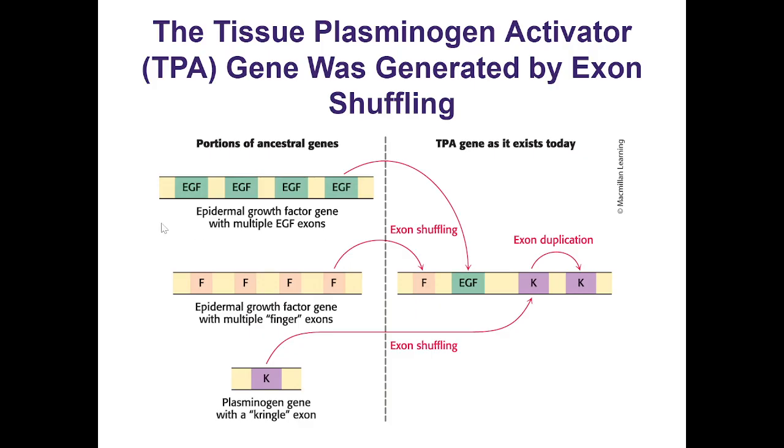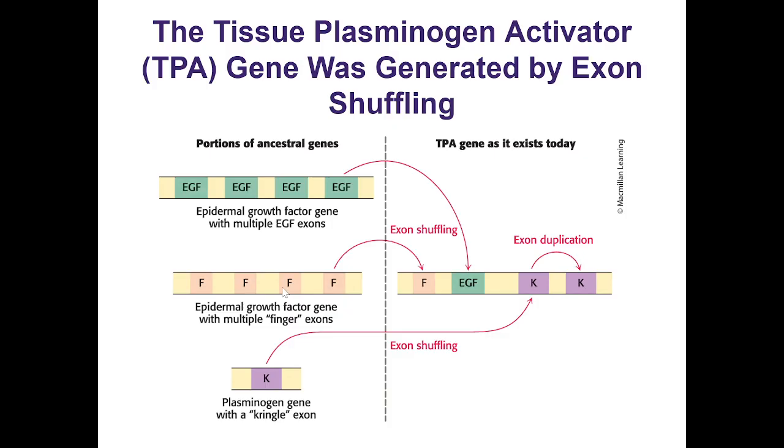Okay, so these are the portions of the ancestral genes. These are the ones that will be shuffled together, right? And so the epidermal growth factor gene with multiple EGF exons. Here we see an EGF exon. This is going to experience exon shuffling, which will generate the TPA gene as exists today.